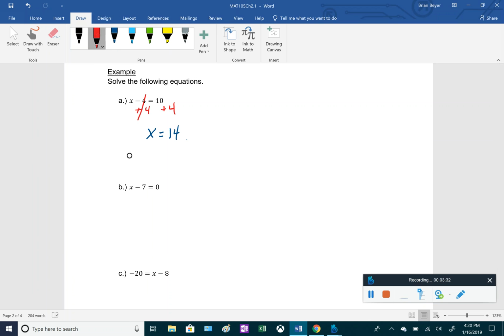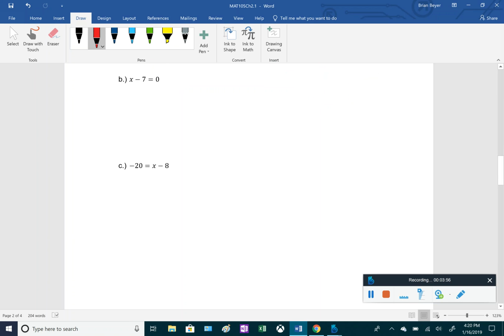So let's check it. A little check. We're saying x minus 4 equals 10, and we're going to plug in 14 into x to see if it works. 14 minus 4 is 10. So we get 10 equals 10. That's a true statement, so we know that we're correct.